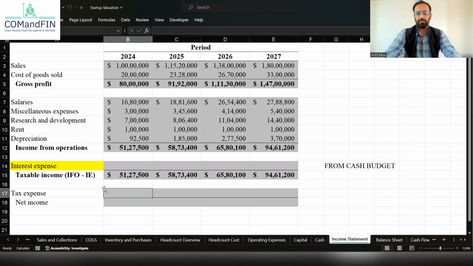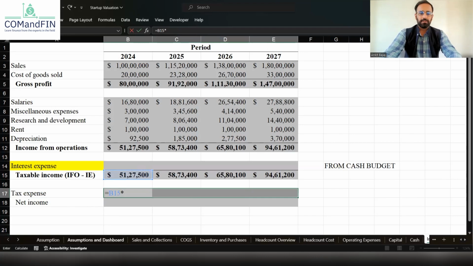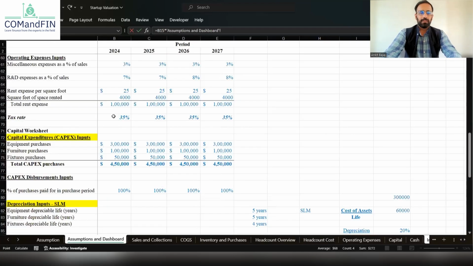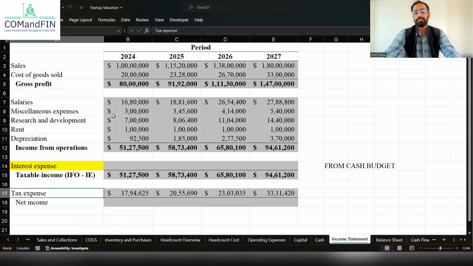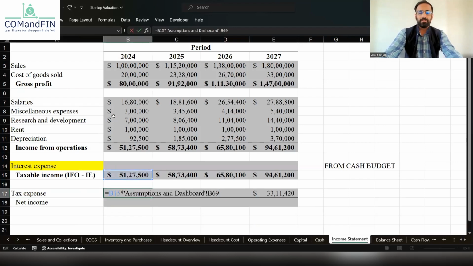So tax expense, we know it is 35% of taxable income. So here we will take taxable income and we will multiply this with the assumption sheet value right here. Tax rate is given 35%. So we can press Control Enter and we got here the tax expense, right? So how have we calculated tax expense from the assumption sheet? We have taken 35% and we have multiplied this with taxable income. So here we got the tax expense amount.